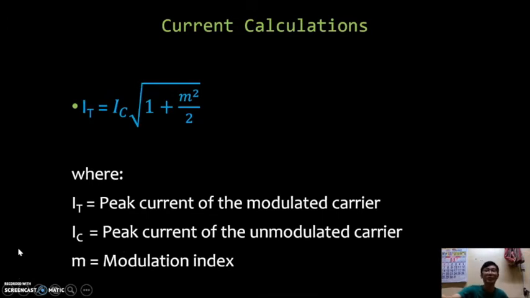The current calculations formula is I sub T is equal to I sub C times the square root of 1 plus M squared over 2, where I sub T is the peak current of the modulated carrier, I sub C is the peak current of the unmodulated carrier in amperes, and M is the modulation index.